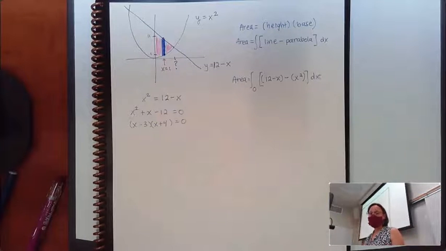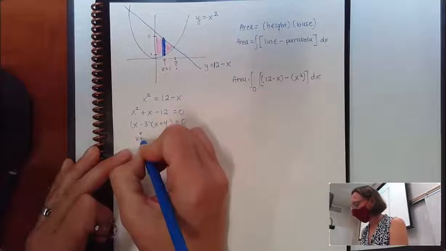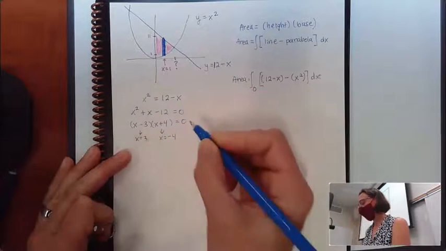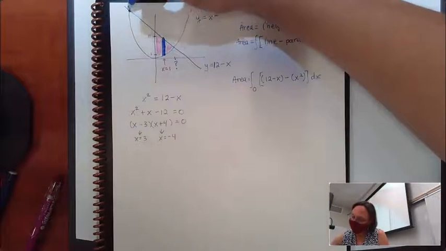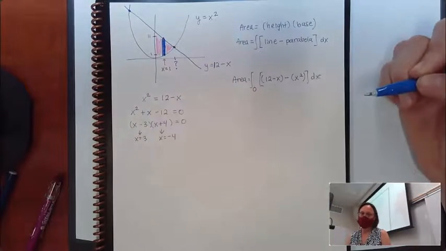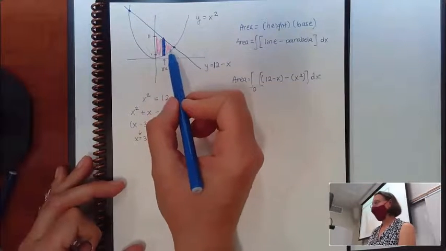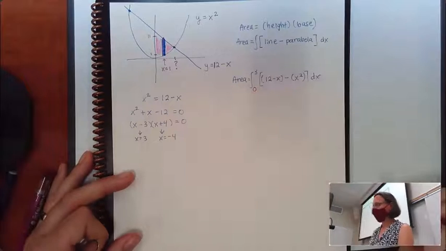Which tells me that there are two places that they intersect. They're going to intersect when x equals 3, and when x equals -4. And actually, because I gave us a graph, we can see that they intersect over here and over here. But I'm only interested in the part right here, which means my upper limit of integration would be 3.